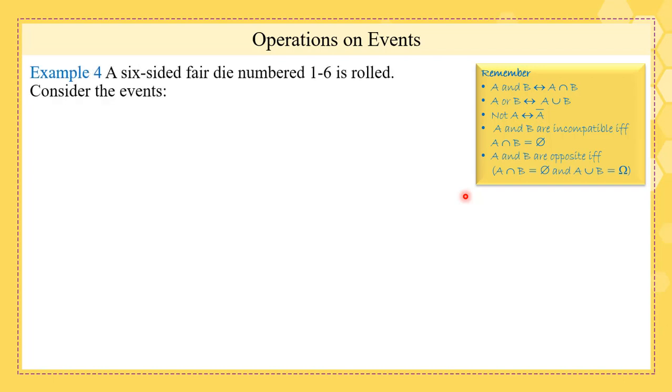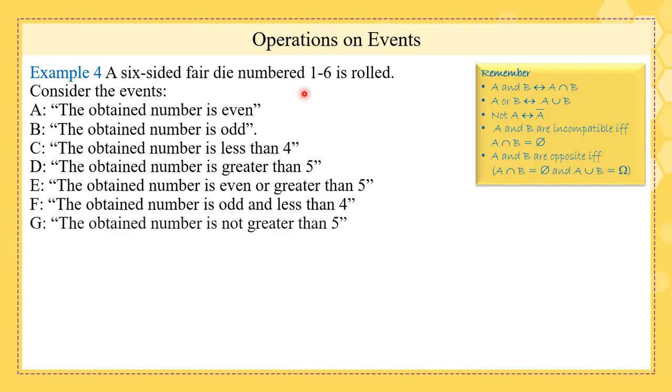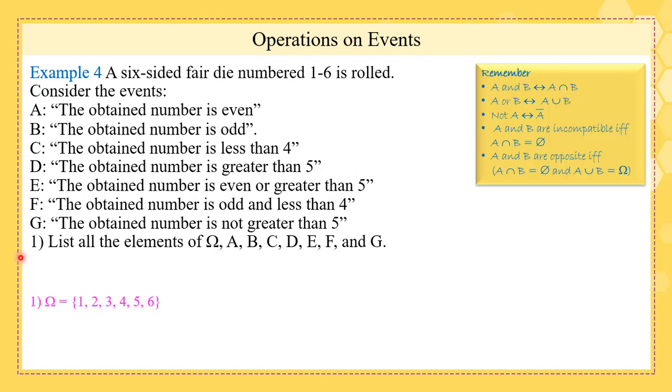Let's see this example. We have a fair die which is rolled. We have a collection of events. The first part asks to list all the elements of omega and events A to G. Let's begin. Omega is the numbers from 1 to 6. A is the obtained number is even, so 2, 4, 6. B, the obtained number is odd, so 1, 3, 5.